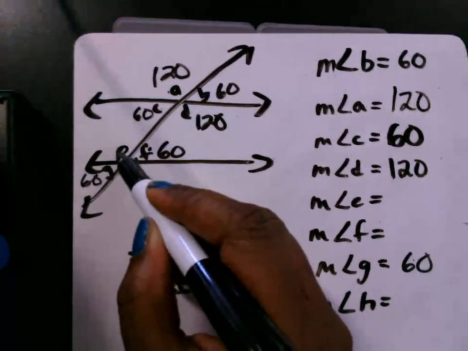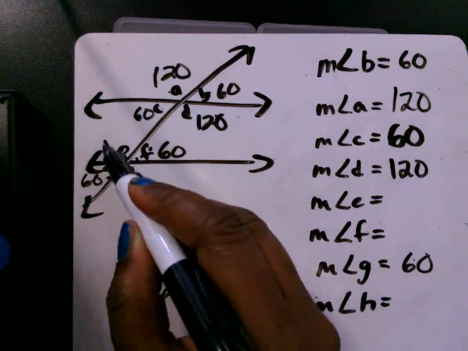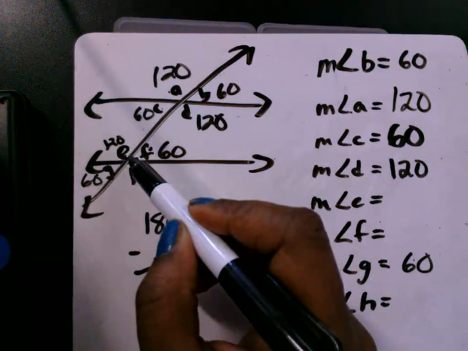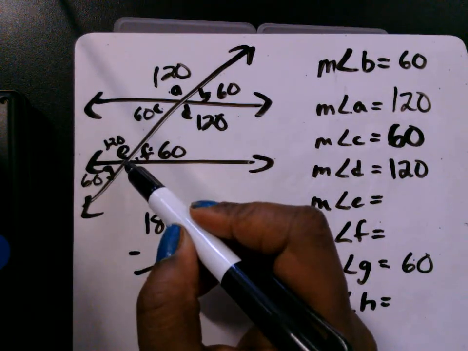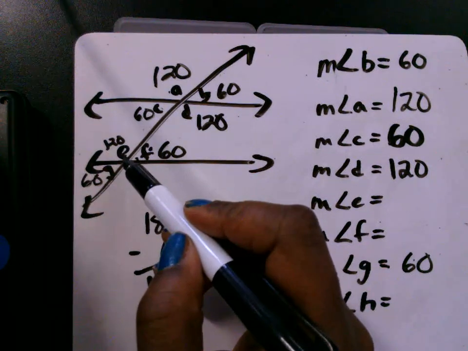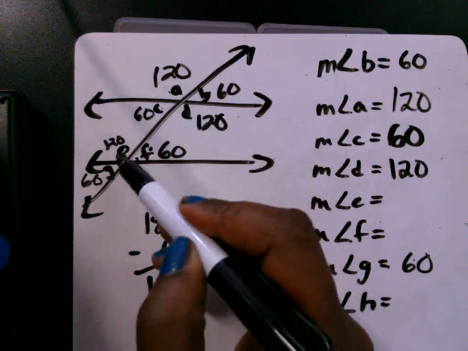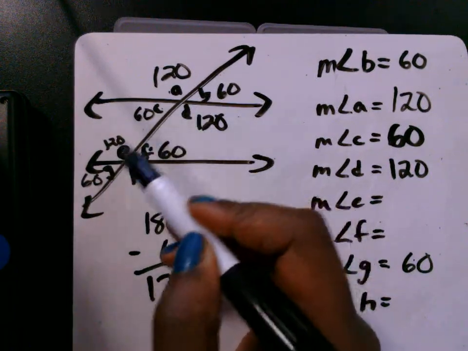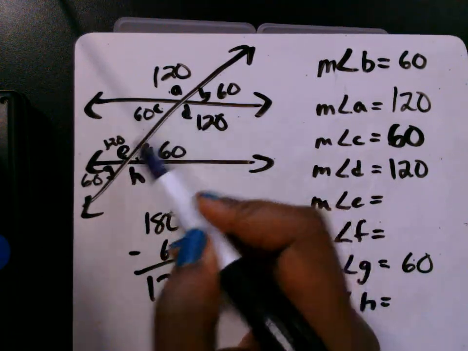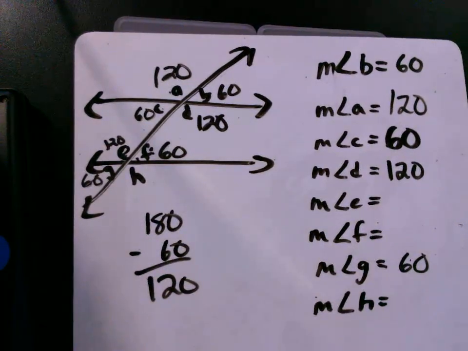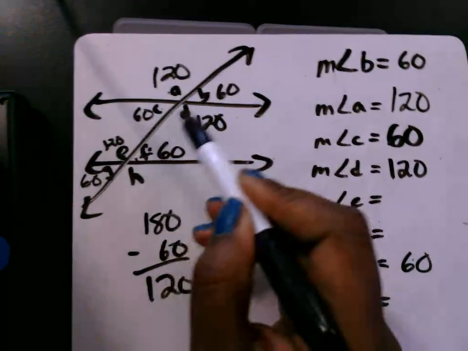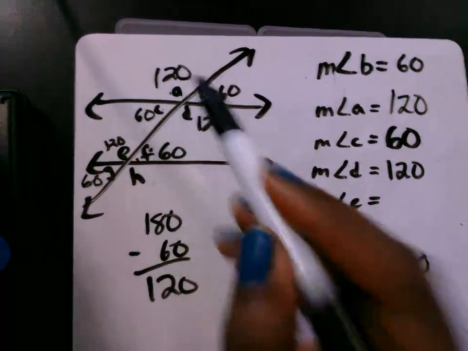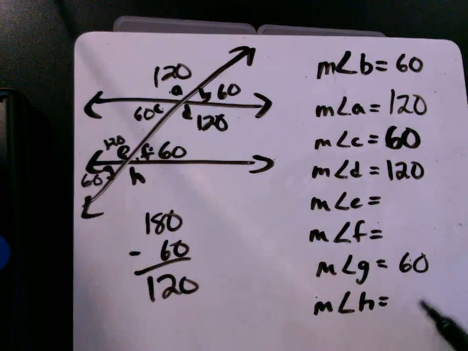What else is 120? This is E. E is 120. How is E 120? Why is E 120? Because it's corresponding to which angle? A. Okay, what's the relationship between D and E though? Alternate interior. Very good.